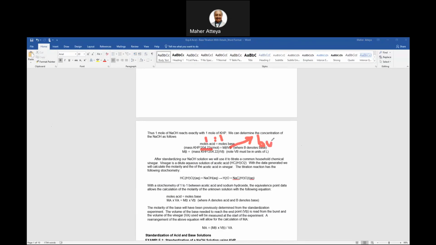When you reach the end point, you record the volume here, correct? So you can calculate the molarity of your sodium hydroxide: mass over molar mass gives moles, and you divide it by the endpoint volume. Because you are doing 2 trials, you have two concentrations of sodium hydroxide. You take the average of the 2.